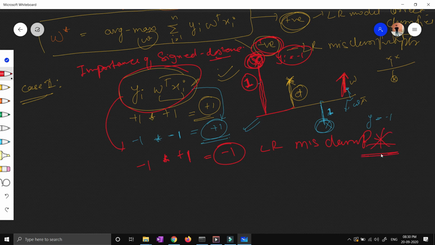Then we will say this particular logistic regression model is wrong. So this is the reason signed distance is very useful and handy while solving a logistic regression problem, or more precisely while solving an optimization problem for an equation of a line, or while finding an optimal w value.